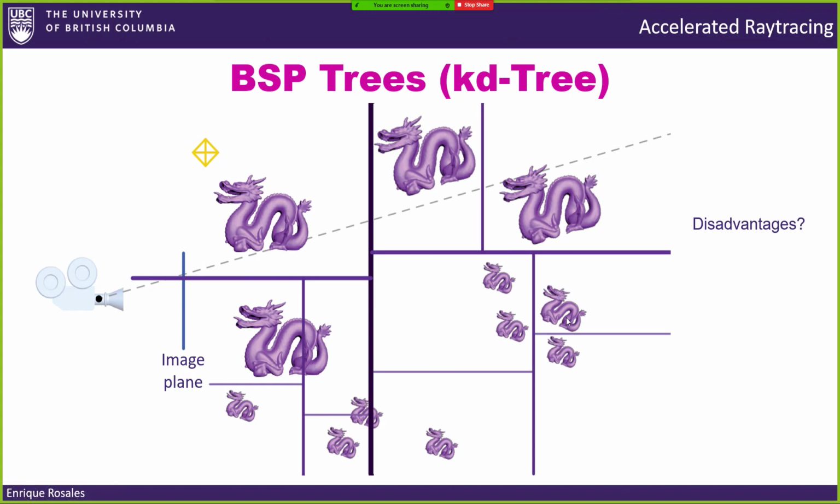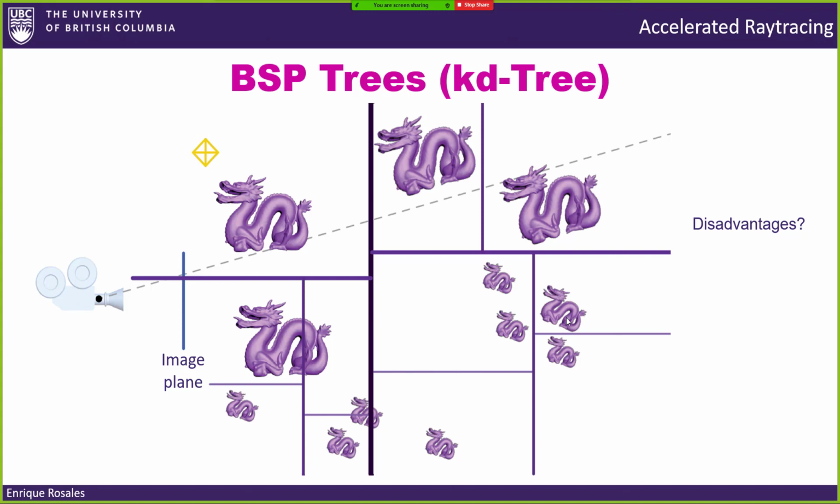And someone is saying there is an unlucky dragon that is cut in half near the bottom. Yeah, it is on purpose. So what do you think we need to do in that situation? What if you have an object that is cut in half by one of those planes? What do you think you need to do?